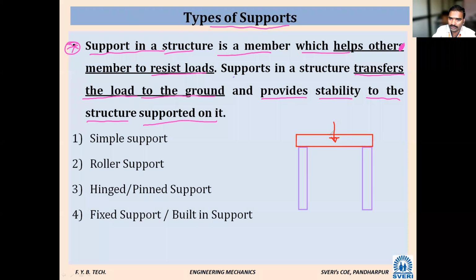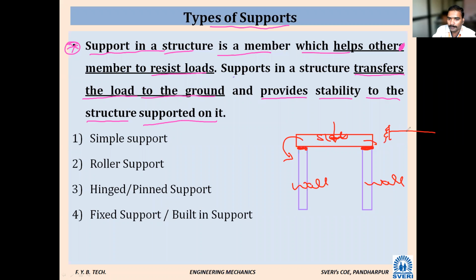So the load is coming on the slab, and from this slab it is transferring to the wall. It means the slab is placed here, so there is a support here. It is simply supported. Just placed, that is how it is.